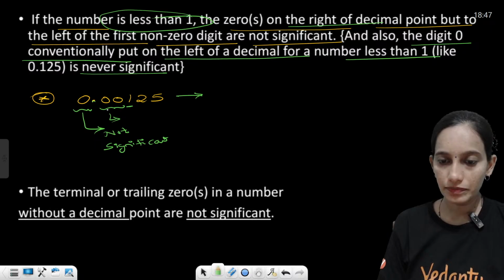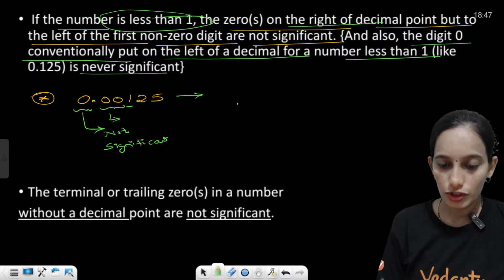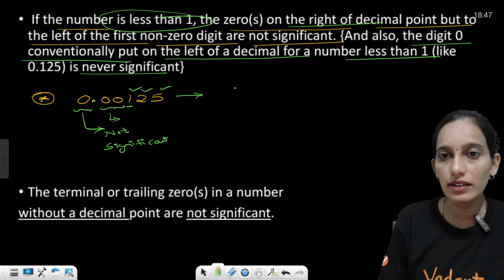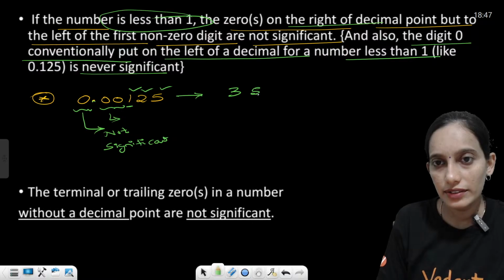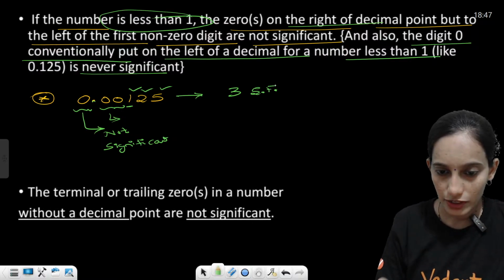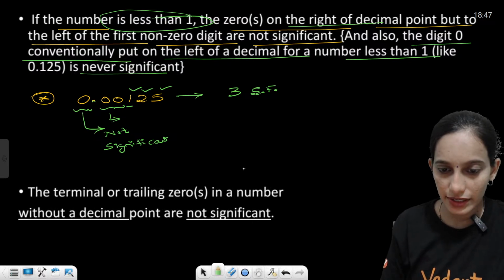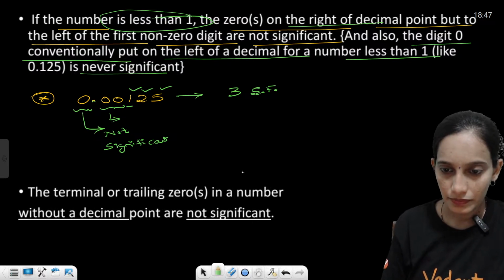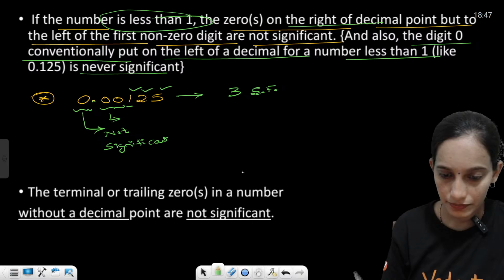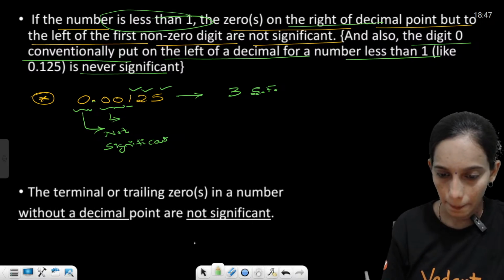Anybody? So it's going to be 3. Only 1, 2 and 5 are significant. So I can say 3 significant figures. Okay, it's going to be 3 significant figures. Is that clear? Hope it is clear.